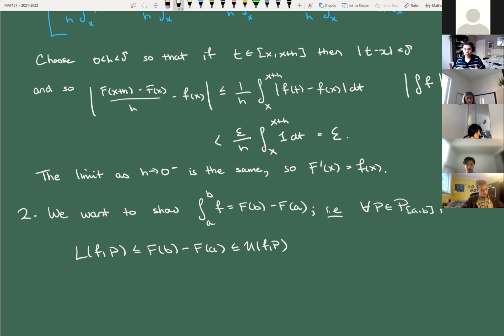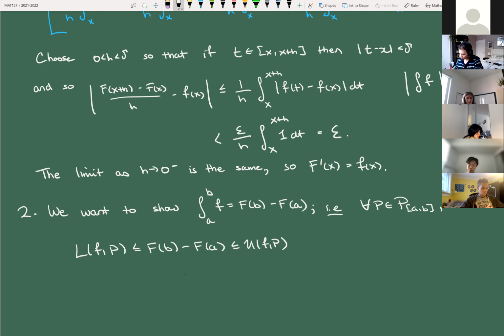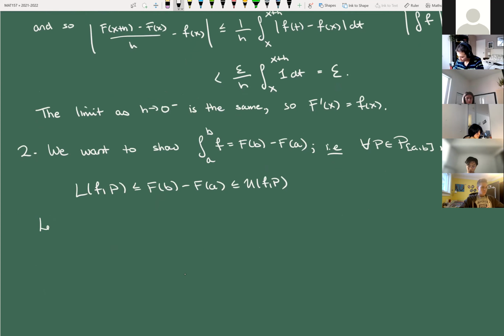Now, the way that we're going to do this is, like I said, super, super slick. So we've assumed that, so let F be a continuous antiderivative.